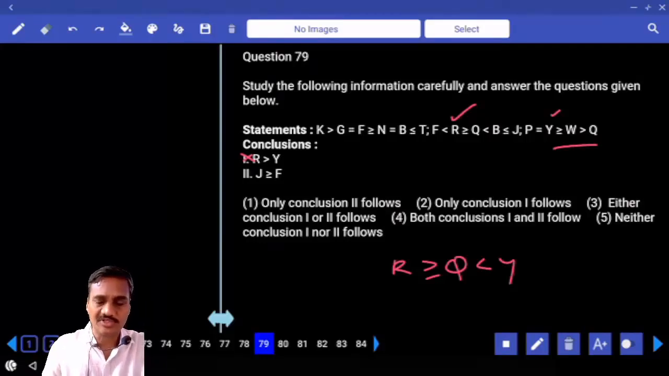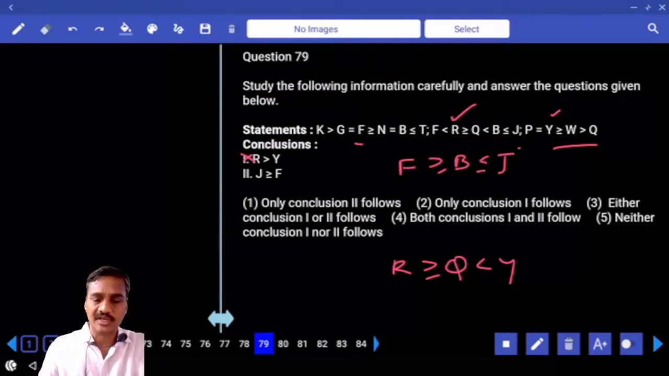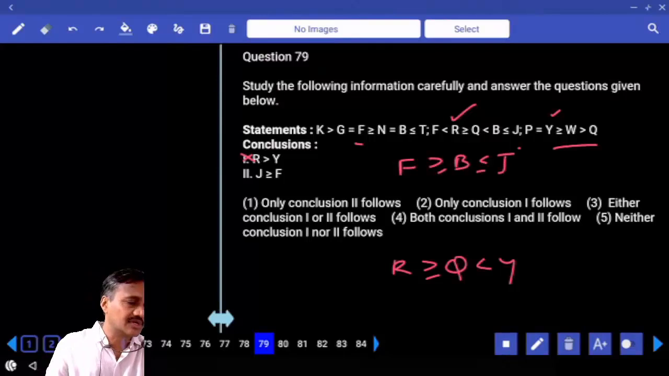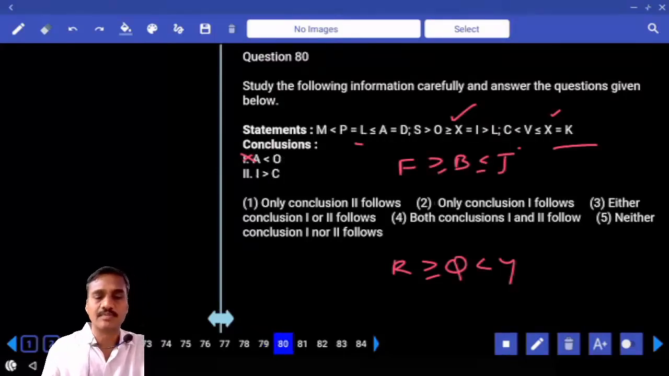Next one, the relation between J and F. F is here, J is here. Which element is common? B is common. F greater than or equals to B, and B lesser than or equals to J. Hence again two opposite symbols, so neither one nor two, choice 5, question number 79.